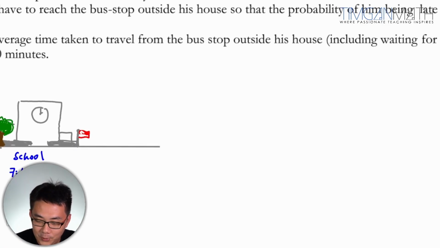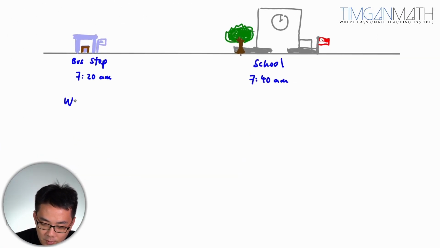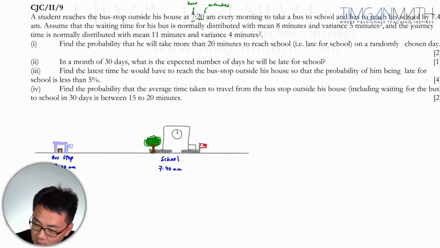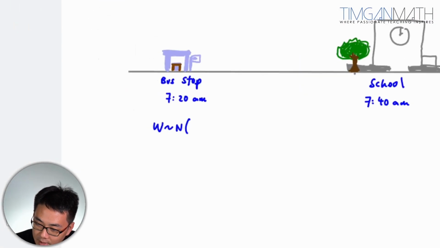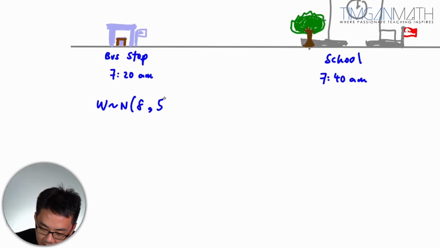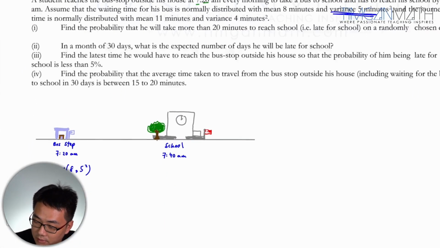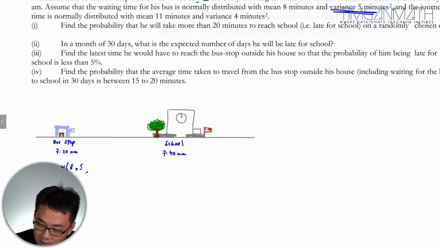So I'm going to use W. So he waits here, W, normally distributed, which is actually normally distributed what? 8 minutes and 5, right? So 8 and 5 here, 5 squared. Is that variance? Oh, this is variance, my goodness. So this is already variance. So it's just 5 already.